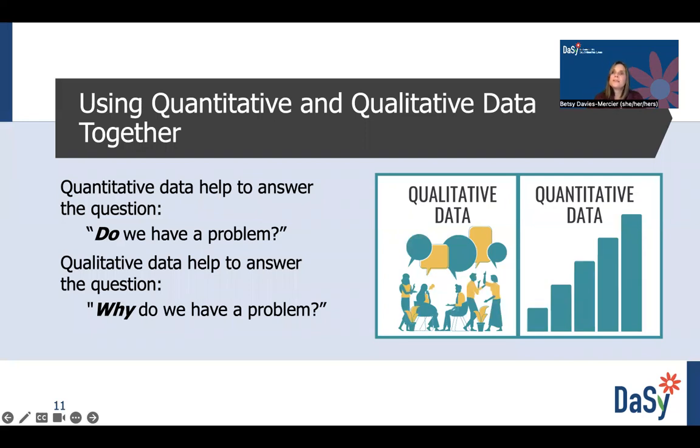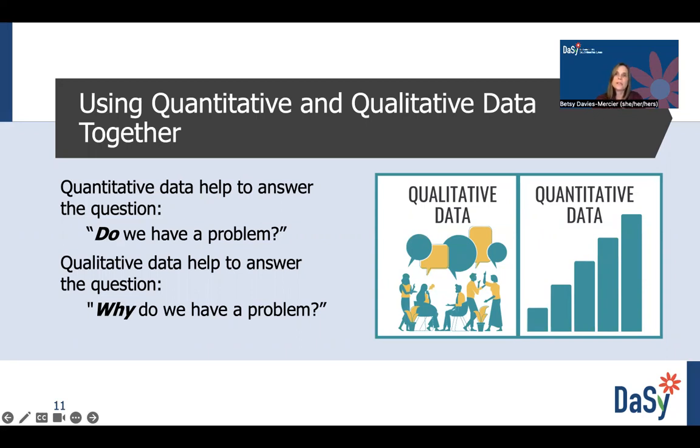Simply put, quantitative data answer the question, do we have a problem? Whereas qualitative data answer the question, why do we have a problem? Because they answer important but different questions, quantitative and qualitative data can be very powerful when used together. Let's take a look at an example so that you can see both of these types of data analysis.